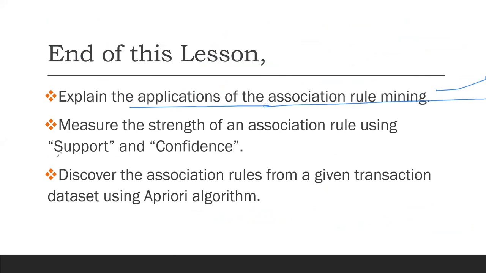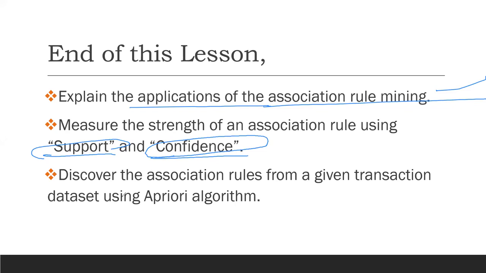Another important thing, you learn two new terms, support and confidence. To extract the association rules, we use these two terms. One is called support, and the other is called confidence. By using these two terms, we can measure the strength of the association rules. The purpose of this lecture is, if you have a set of data about particular transactions, not only business, by using that transaction data, you can extract some meaningful rules.